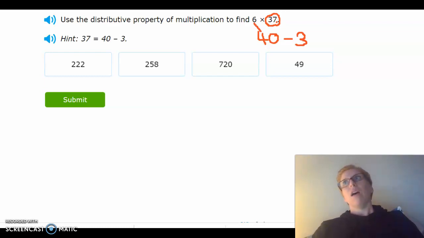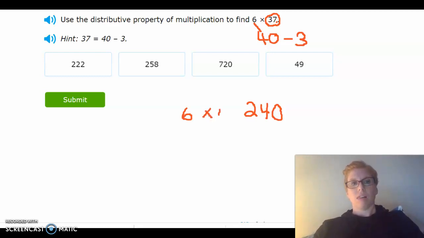Well, 6 times 40, oh my gosh, that's a big number. Well, can we add 40 six times? Yes, you can. Or can we use the multiples of 10? Yes, we could do that. I know that 6 times 4 is 24. And then if I just bring that 0, add that 0, 240. So 6 times 40 is 240.